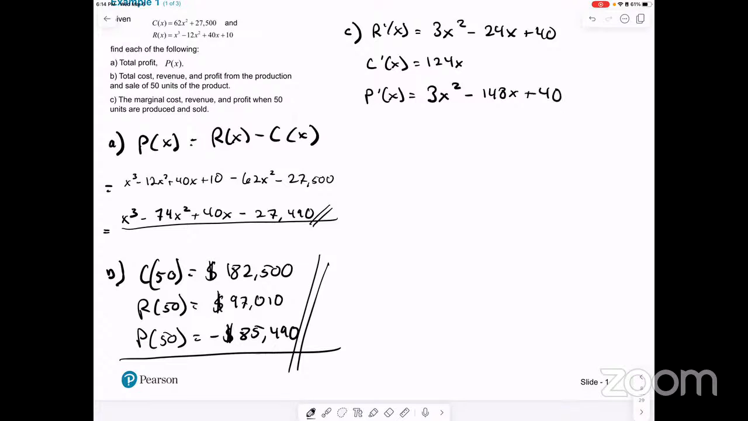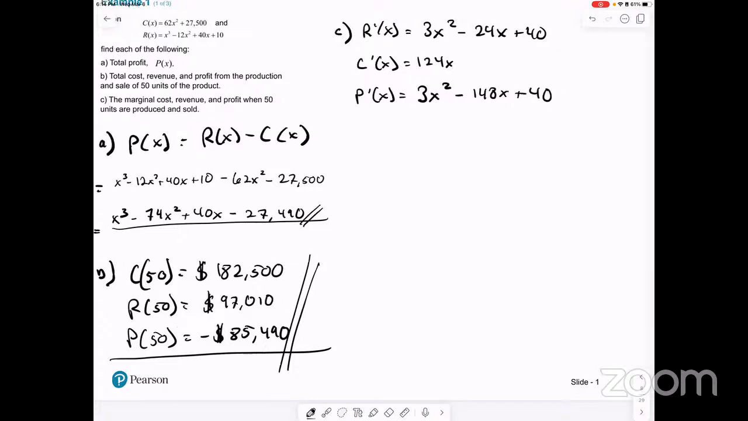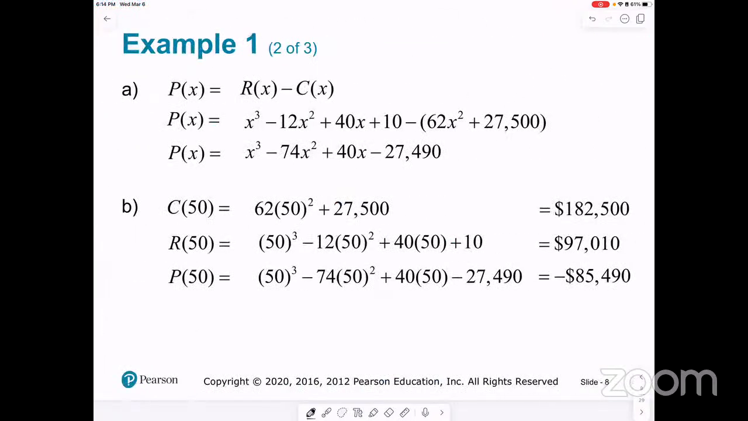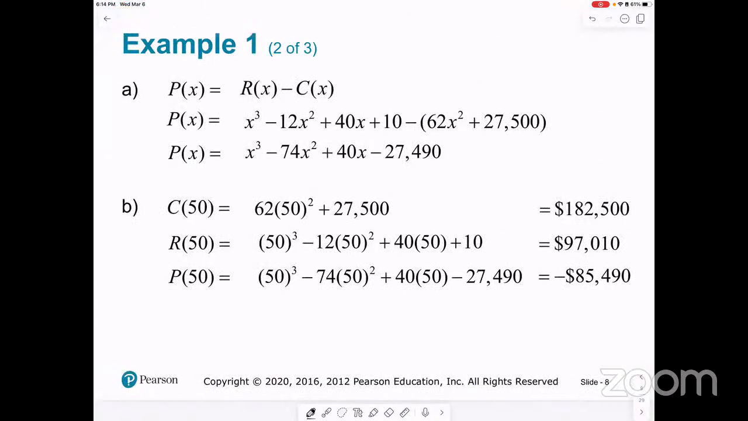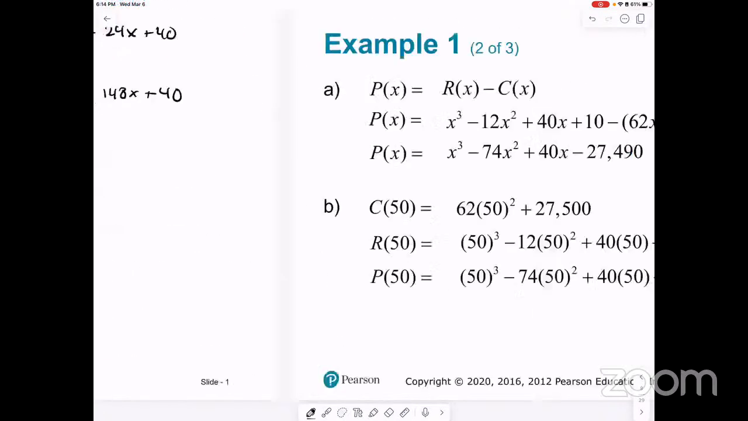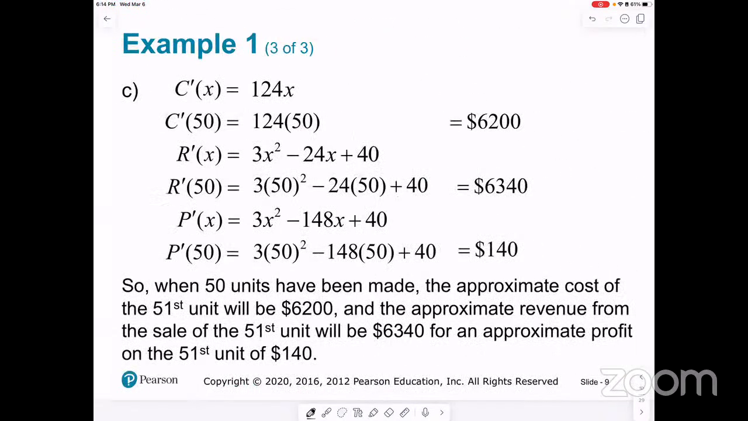Let's see, 140, 148. I'm just going to glance at it. Let me see. I think these are good, right? I think we got that for our profit, minus 74. That looks okay. 182, 97, and negative 85 for 90. And then our marginal, C prime. Okay. Yeah, I think what we're doing is fine.